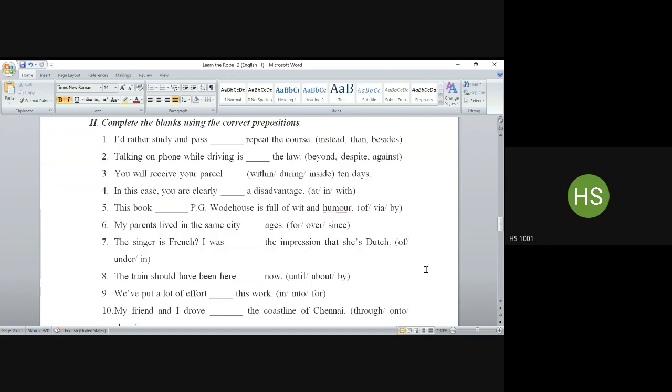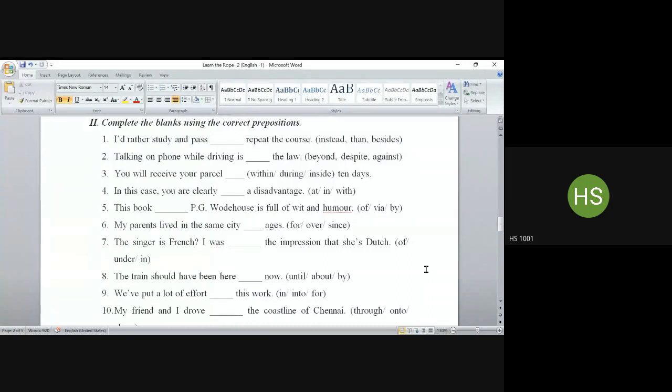I'd rather study and pass than repeat the course, which means I don't want to repeat the course. I'll just study rather than doing the course again. Instead will not fit here because you'll have to use of with instead, which we don't have here. And besides, of course, has a very different meaning. It can be used only in sentences which are written in an additive fashion. If they are two contradictory things, then besides won't come.